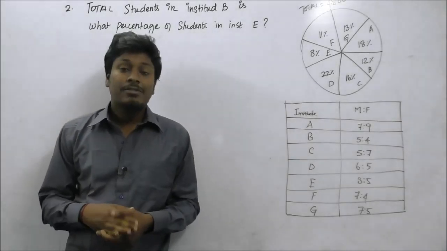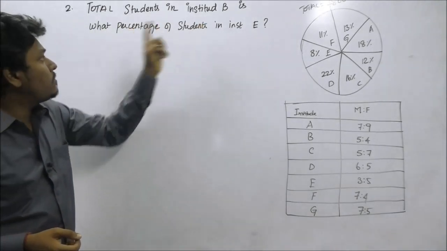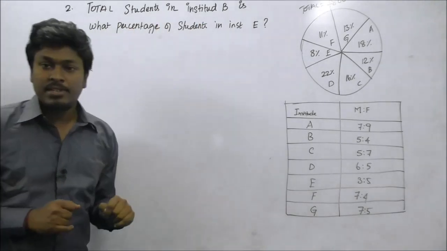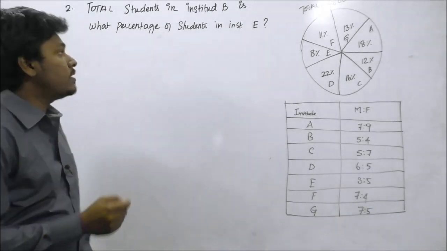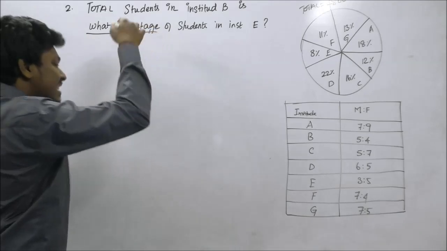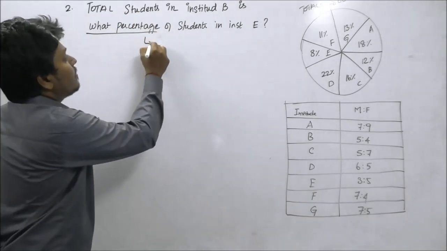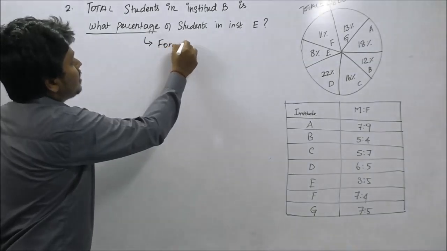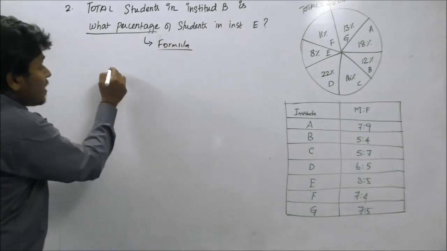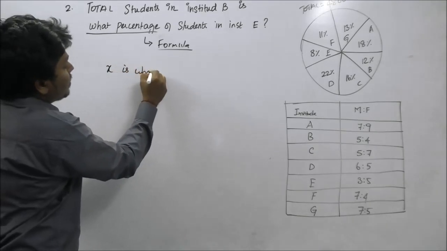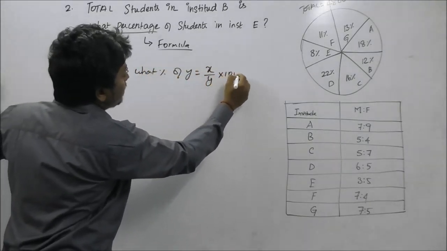Okay friends, we can go for a second question, right? See here, total students in institute B is what percentage of students in institute C, right? I suggest that if you find the words "what percentage" anywhere in an aptitude question, you should definitely use a formula. The formula is: x is what percentage of y. I hope you know this formula, x divided by y into 100, right?